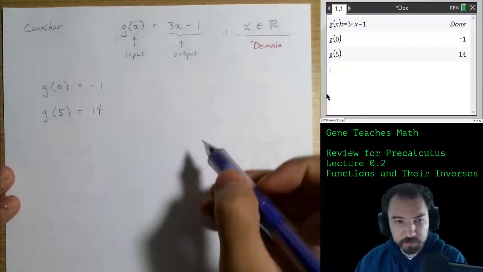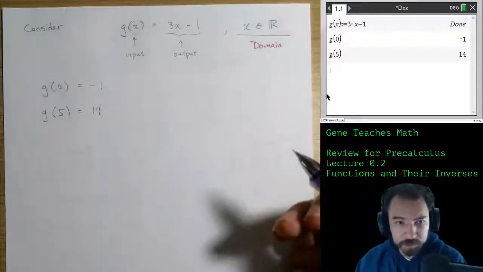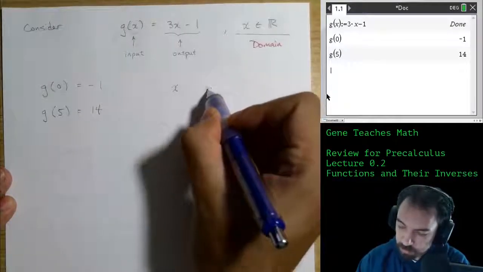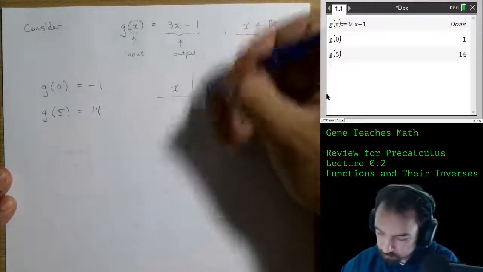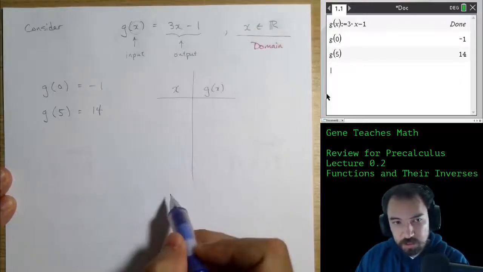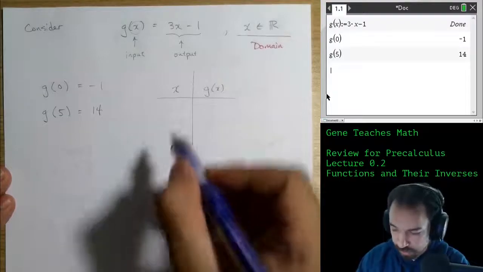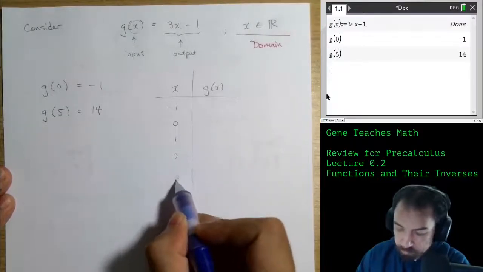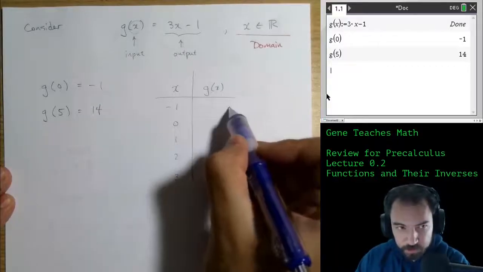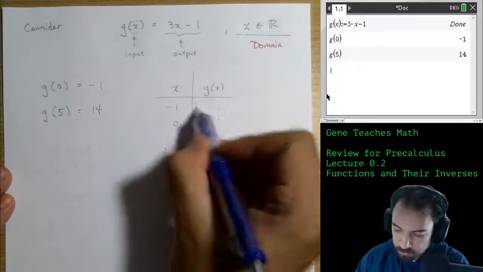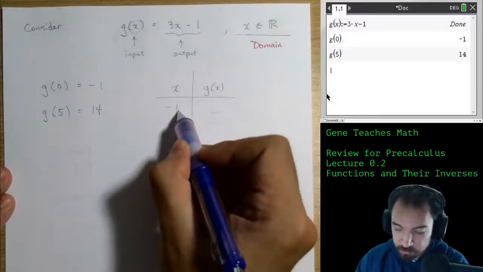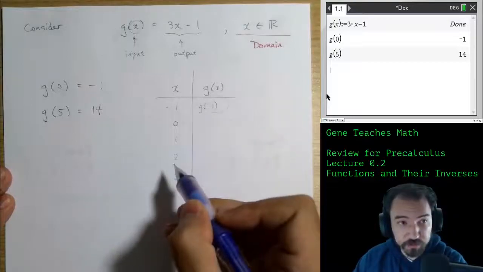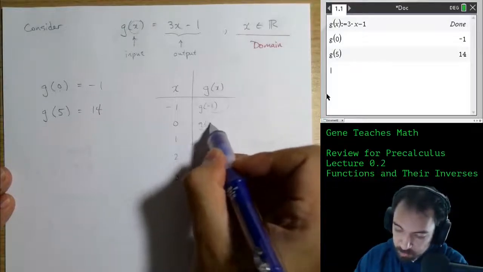Then we can take this information and say, well, maybe a table is a suitable way to represent things about g. So I can make a table like this. And over here, I'm saying these are going to be the values that I use for x. So maybe I will use negative 1, 0, 1, 2, and 3. And then over here, I'm going to say this is going to be whatever happens when I use negative 1 for the x. So effectively, this is saying, tell me what g of negative 1 is. This is saying, tell me what g of 0 is.